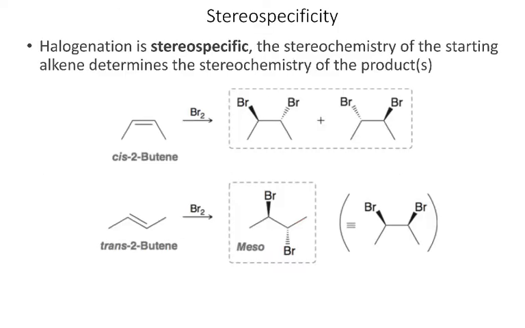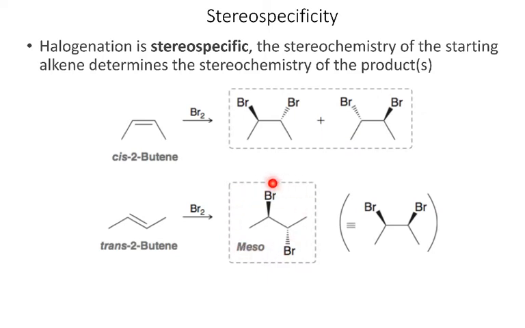Okay, and halogenation is said to be stereospecific. So the stereochemistry of the starting alkene determines the stereochemistry of the products. For example, cis-2-butene and trans-2-butene give us two different products. In the cis example, we get a product and its enantiomer. In the case of trans-2-butene, we actually get a meso compound.